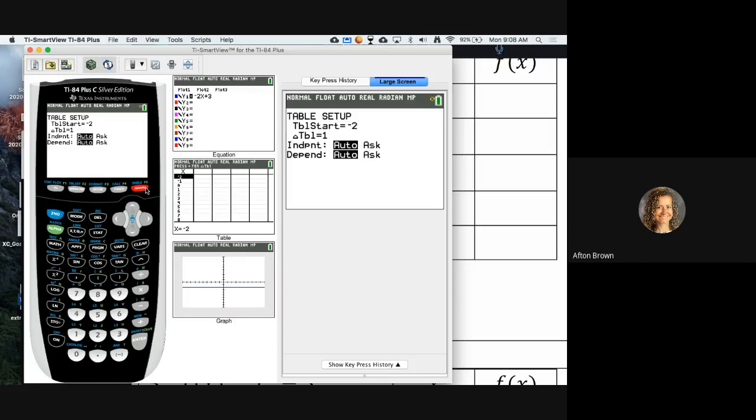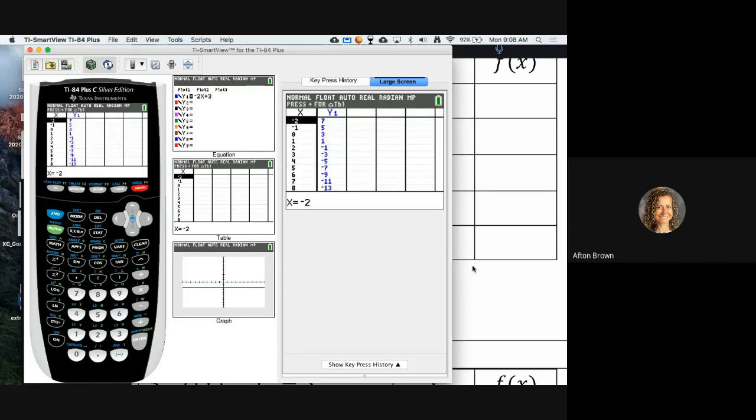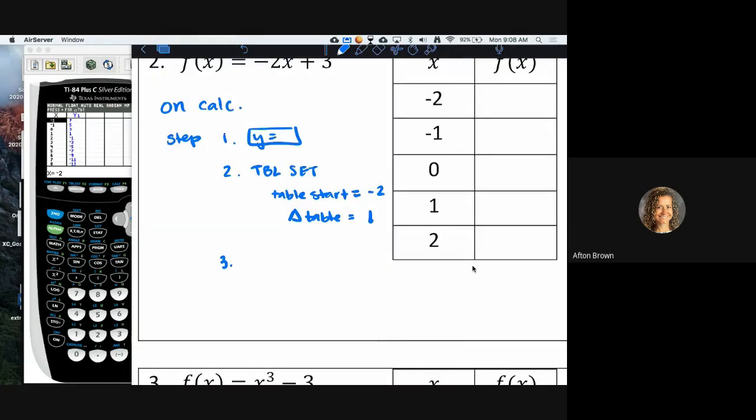Why is it -2 and 1? Let me mention it, one second. Let me just make a note here. So you're going to hit second plus graph to view table.